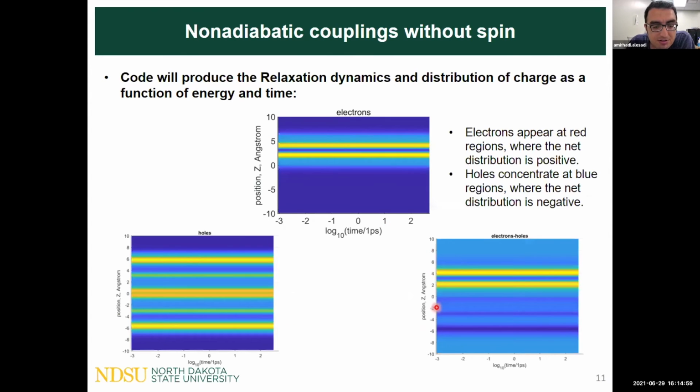Also the code will generate some distribution in the z direction as a function of time for electrons, holes, and electron holes. Usually electrons appear at the red regions and holes concentrate at the blue regions. So also where the net distribution of this value is negative.